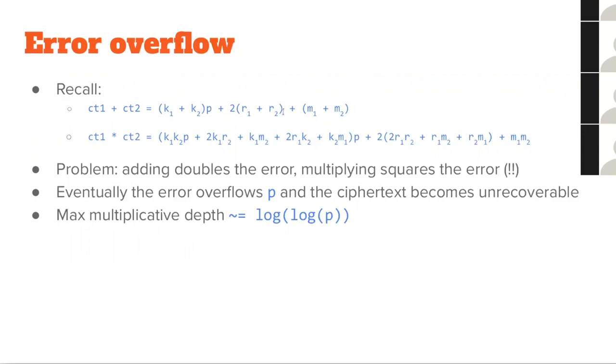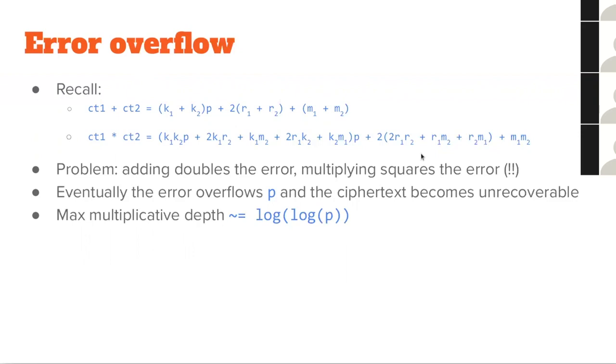We can look at what happens to the error term here. When you add, the error roughly doubles. You take the sum of the errors. When you multiply, the error squares. So when you had R1 and R2, here you have a 2R1, R2. And so the bit length of the error doubles.